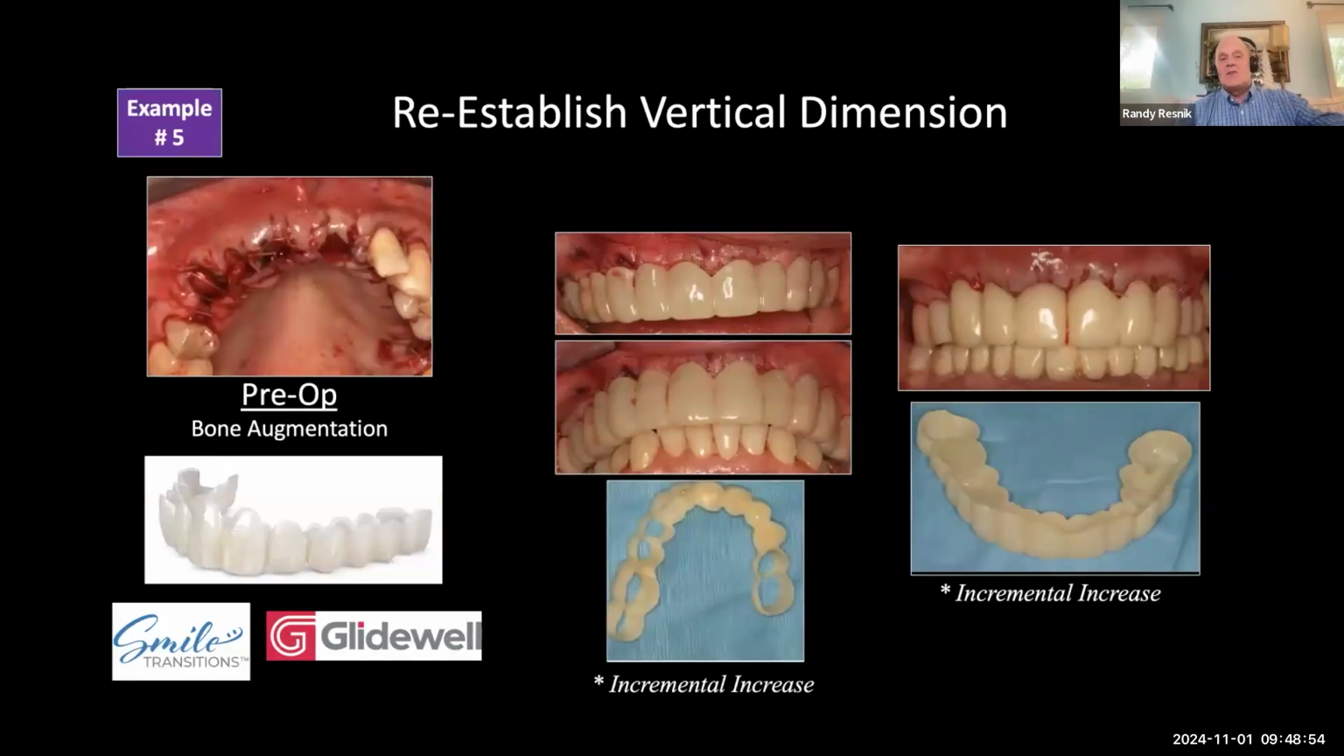And one of the easier techniques, if you have teeth, and I use this a lot when we're doing bone grafting, is the smile transitions. Glidewell does a real nice job. If you have teeth on both sides, you can actually use this as a great interim prosthesis. What I like about it, it doesn't put any pressure on our grafts or our implants, and you can incrementally increase the patient very easily through the smile transition.